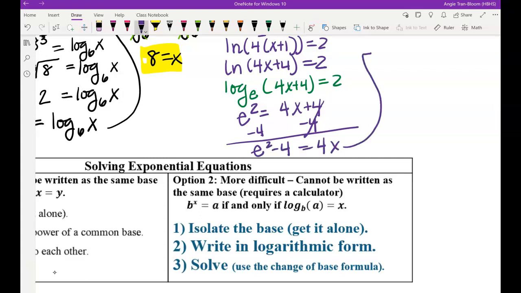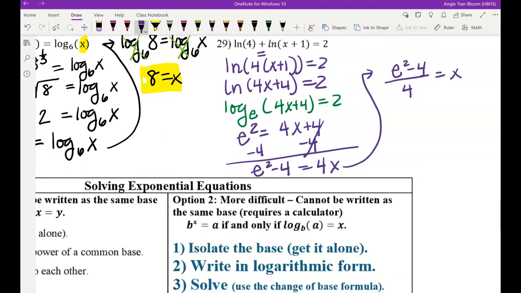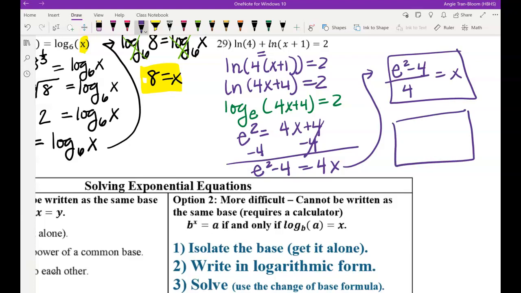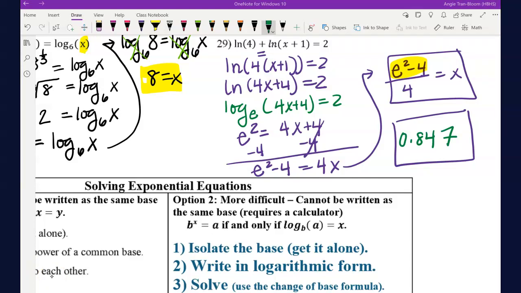I need more space because I have one more step. So divide both sides by 4. So e squared minus 4, divided by 4. That's going to give us our exact answer. Now, if you want to use your calculator, please, and crunch out your approximation to 3 decimal places and type it right there. That would be great. Now remember, just do the top by itself, especially if you are still struggling with the calculator. Then whatever that answer is, hit divide by 4. Don't round until the very, very end. Well, hopefully you guys have 0.847.